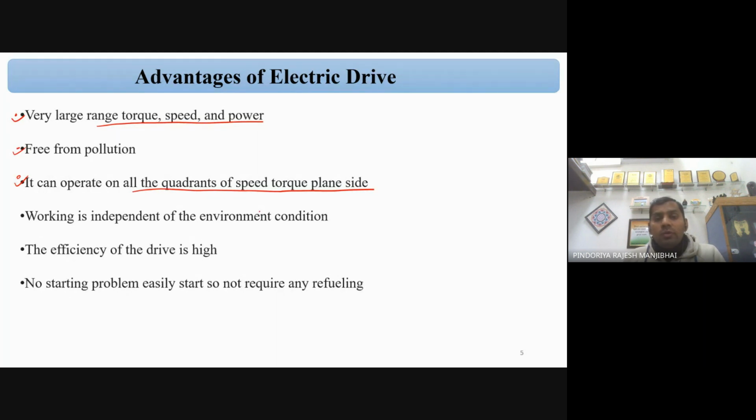So what are the names of the four quadrants? Any one student? Any idea? We can say the four quadrant operation. So what is the meaning of four quadrant? Maybe this is your speed and this is your torque. Maybe this unit is Newton meter and this is RPM. What is the meaning of four quadrant operation? Any idea? Yes, Madhusudan, any idea? What is the meaning of four quadrants?